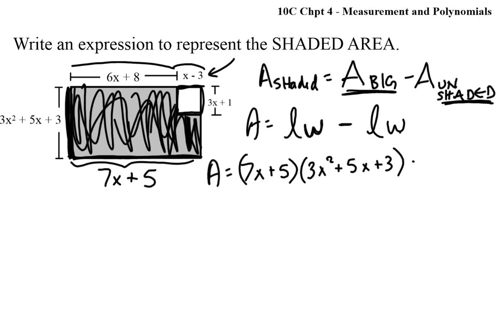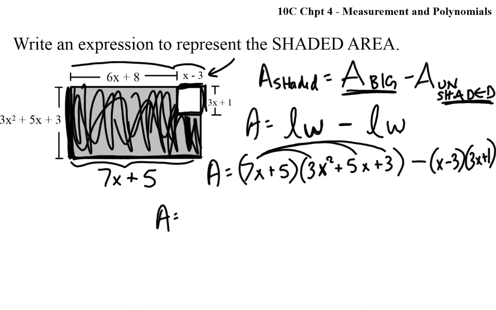And now we want to subtract the small rectangle, which is x minus 3 and 3x plus 1. So x minus 3 times 3x plus 1. So here we go. There's how it looks. Big rectangle, take away the unshaded rectangle. Here, 6 multiplication steps because it's a binomial length times a trinomial length. So it's not even FOIL, it's expanded FOIL. Double check, watch your small errors.